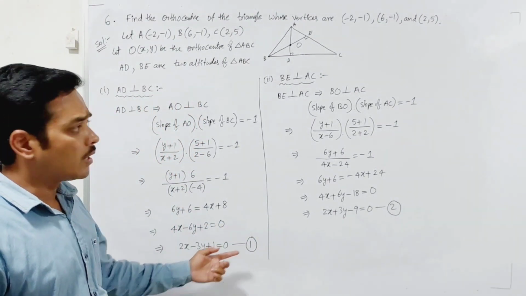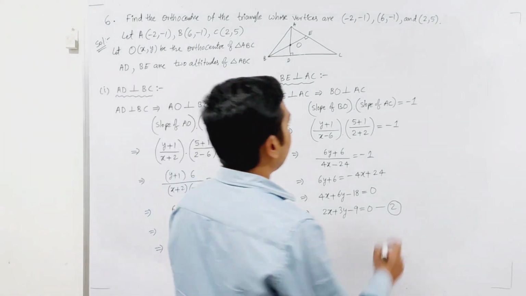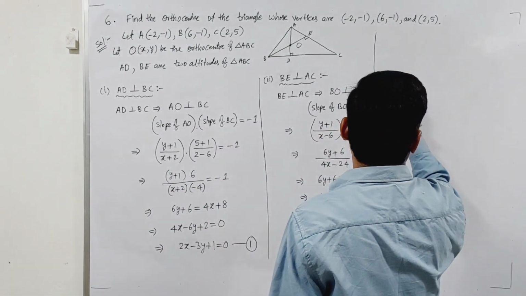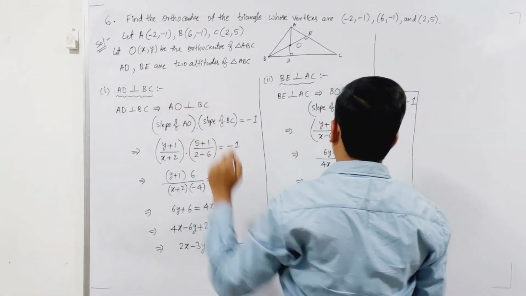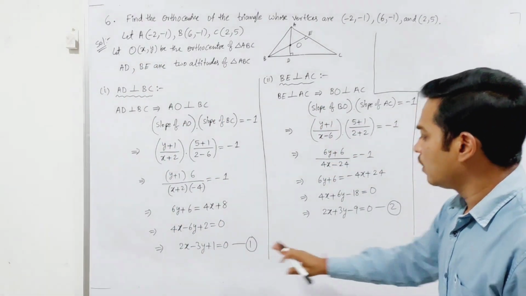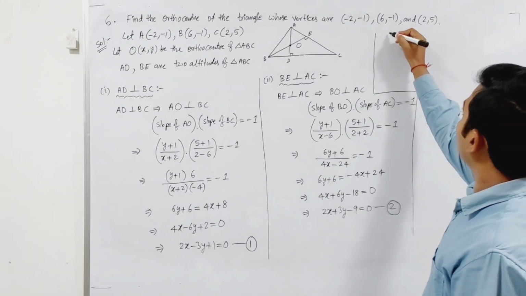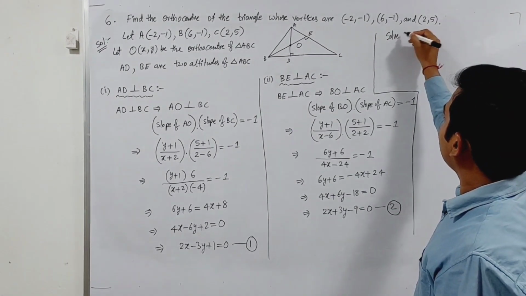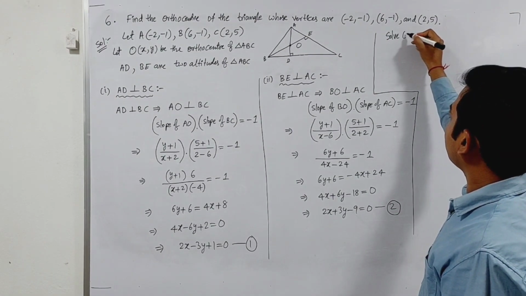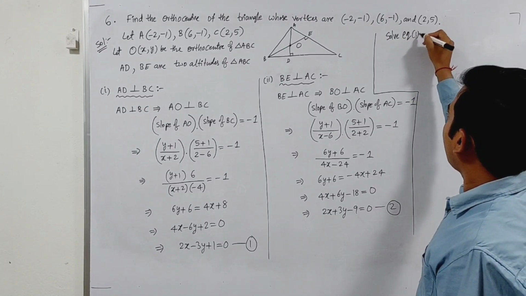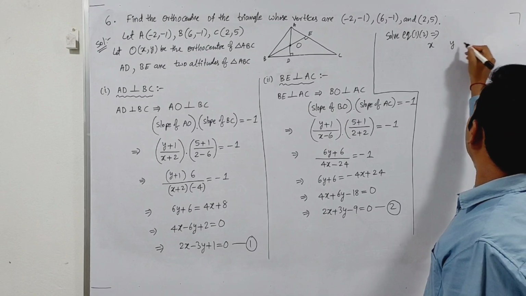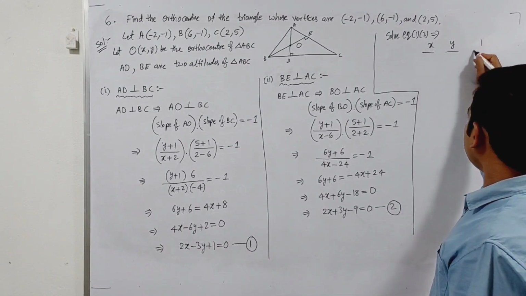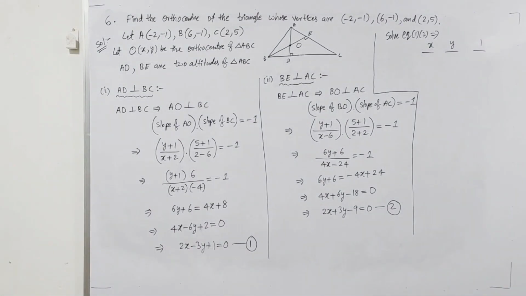Solving equation 1 and 2, we get the x comma y value. X comma y is nothing but the orthocenter of the given triangle. Now solve equation 1 and 2 by using the cross multiplication method. Solve equation 1 and 2. That implies x, y, 1.